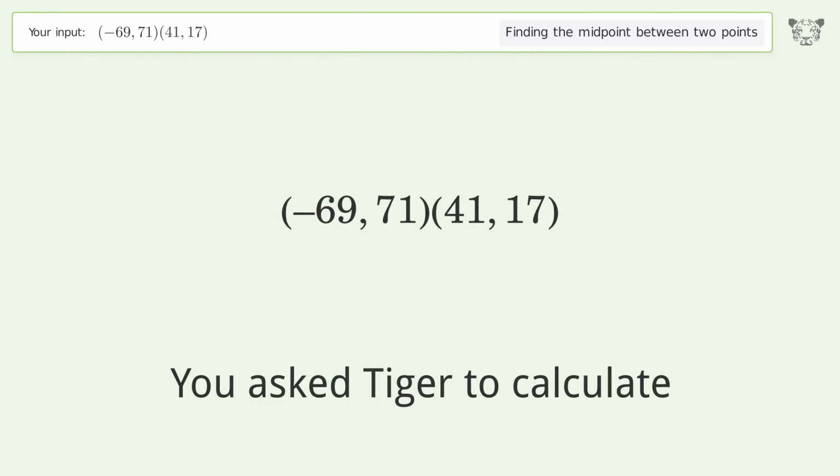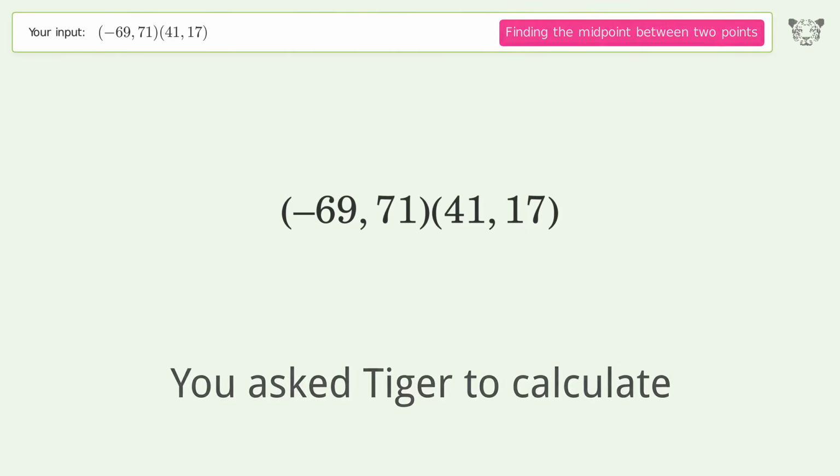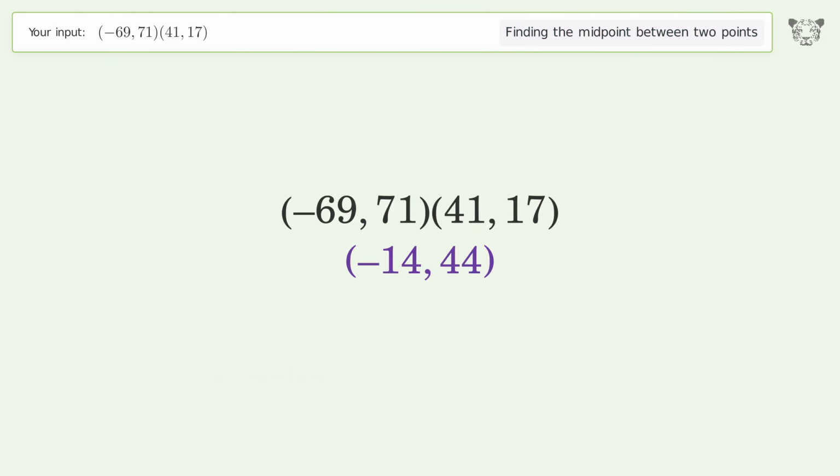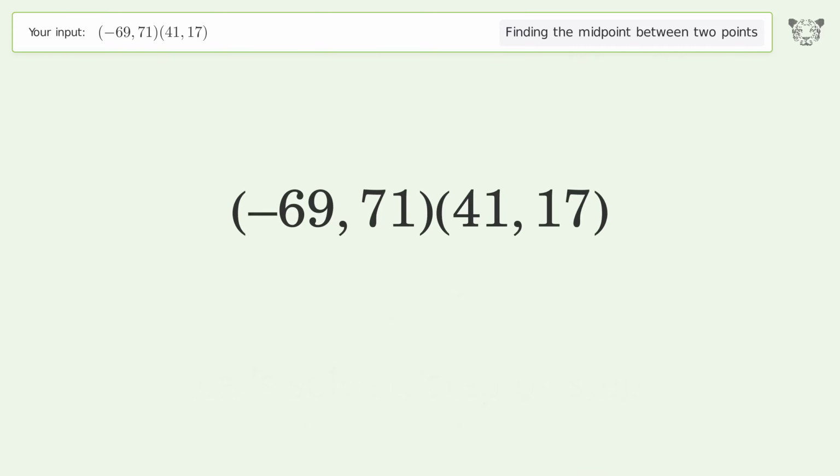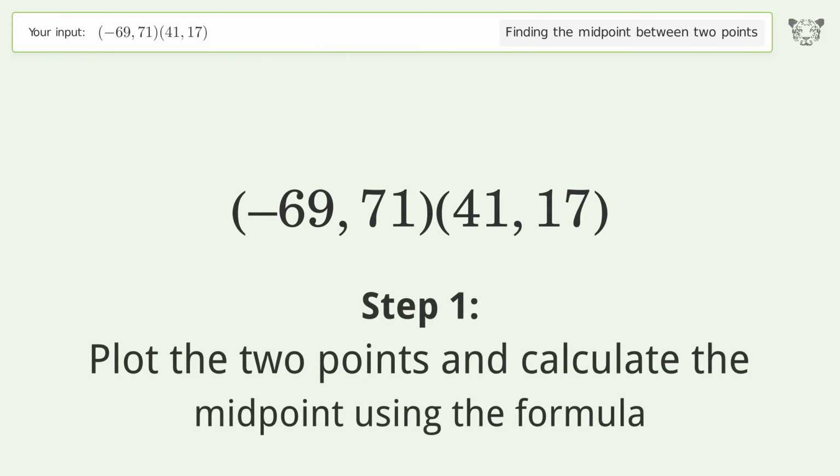You ask Tiger to calculate. This deals with finding the midpoint between 2 points. The midpoint between the 2 points is (-14, 44). Let's solve it step by step. Plot the 2 points and calculate the midpoint using the formula.